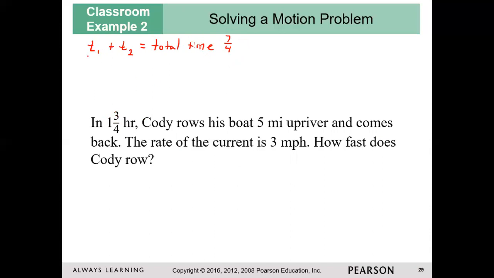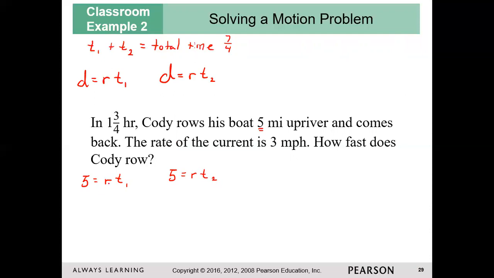So I'm going to use the distance formula now to figure out what these times are. So distance is equal to rate times time. All right, so this will be T1. And then I have to use the distance formula again to figure out what T2 is. So the distance we know is 5 miles, whether they're going up the river or down the river. So we've got 5 is equal to R and then T1. And then we have 5 is equal to R and then T2.